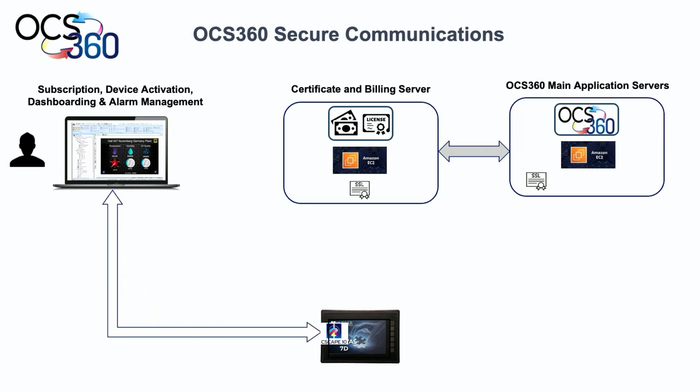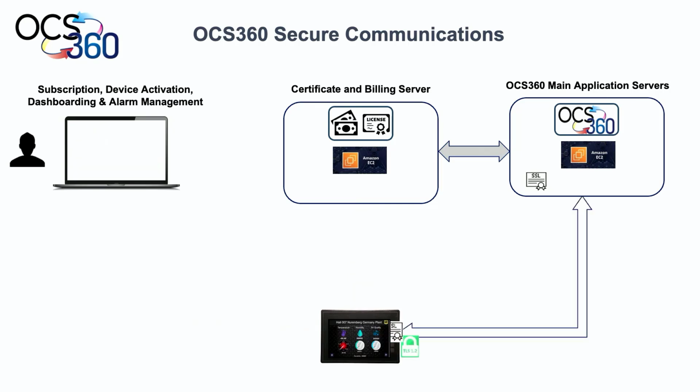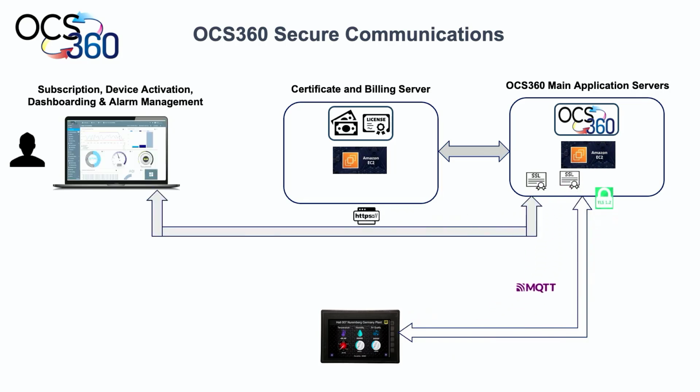Then when the OCS starts sending data to the main application server, it presents its SSL certificate, and if it matches the one that was previously sent by the certificate server, then everything is good. And secure communication occurs with MQTT data being sent from the field by OCS, and secure communication being possible over HTTPS between the OCS360 web application and the main application server. So hopefully you can see how we have made communications secure with OCS360.